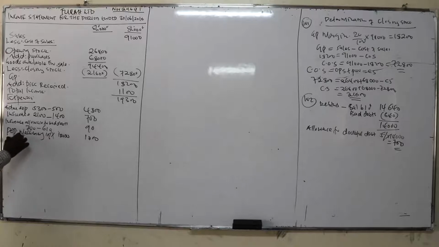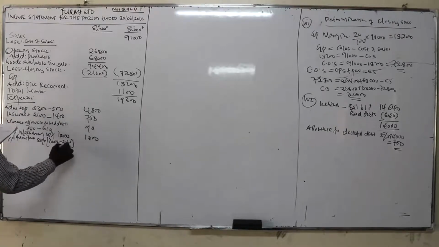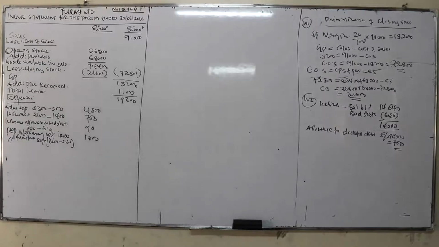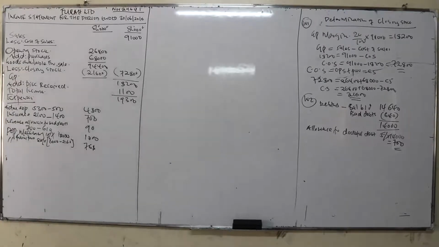And then we have depreciation for furniture. 20% reducing. So 20% in bracket, the cost is how much? 6,000 minus accumulated 2160. 768. So this one is going to be 768. So we are through with the note number 6. Note number 7 relates to appropriation. So that one we will deal with later on.